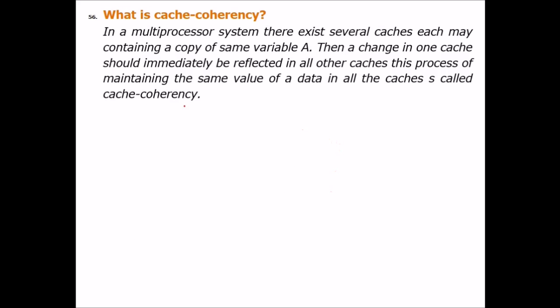What is cache coherency? In a multiprocessor system, there exist several different caches, each of which may contain a copy of the same variable. So a change in one cache should immediately be reflected in the other caches. This process of maintaining the same value of data in all the caches is called cache coherency. So if you have level 1 and level 2 cache, whatever change has been done in level 1 has to be given to L2 at that time to be updated.